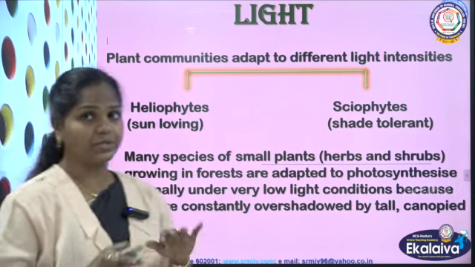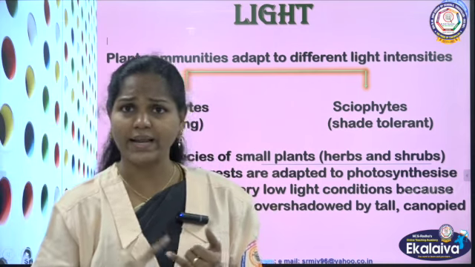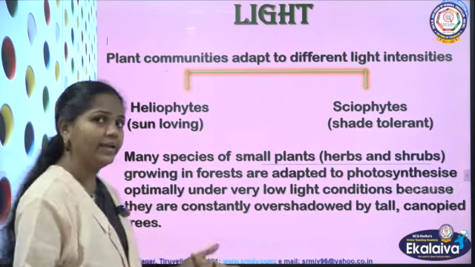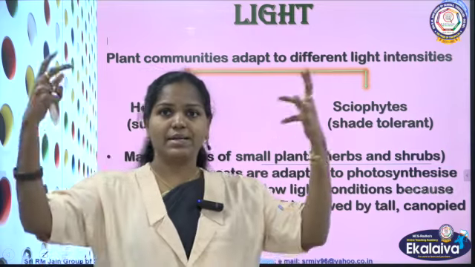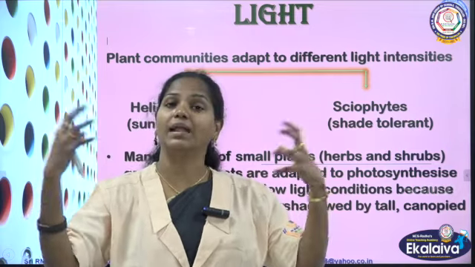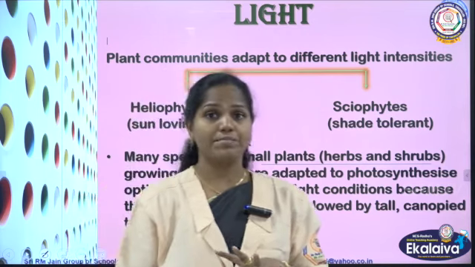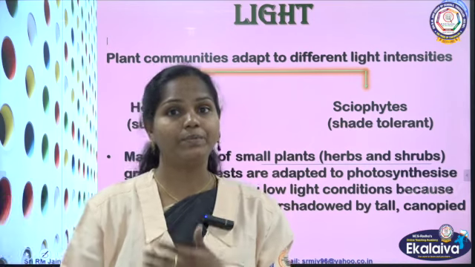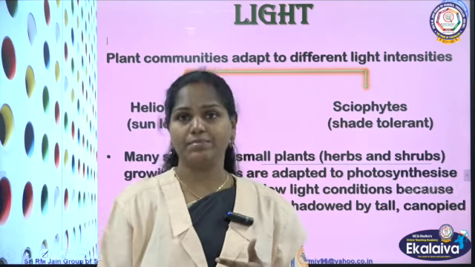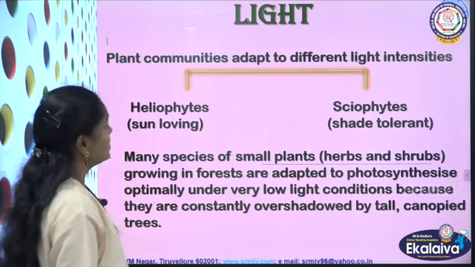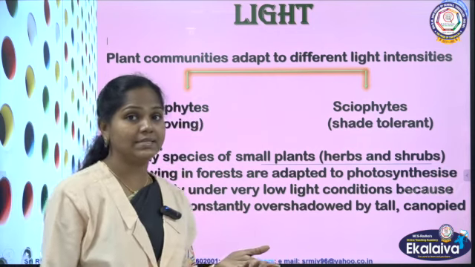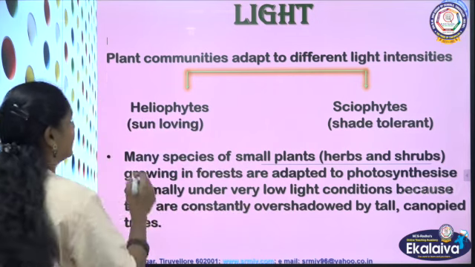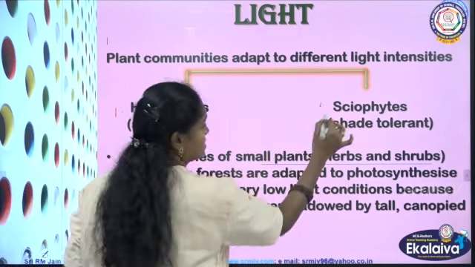The next factor, so we completed water and temperature. The next one is light. Sunlight is acting as the ultimate source, and that light energy is converted into chemical energy by the plant in the process of photosynthesis, and on that energy we people are depending, not only we, all the animals. So plant communities adapt to different light intensities. According to that dependence, we can categorize them into two groups, that is heliophytes and sciophytes.